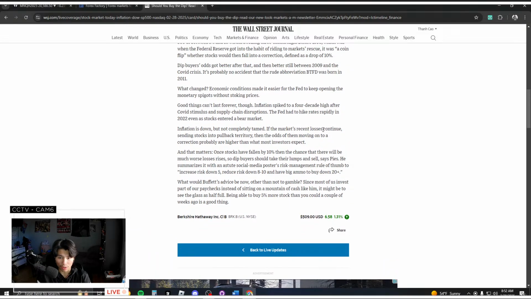If the market's recent losses continue sending stocks into pullback territory, then the odds of them moving on to a correction probably are higher than what most investors expect. And that matters. Once stocks have fallen by 10%, the chance that there will be much worse losses rises. So dip buyers should take their lumps and sell. He summarizes it with the astute social media poster's risk management rule of thumb: increase risk down 5, reduce risk down 8 to 10, have big ammo to buy down 20 plus.